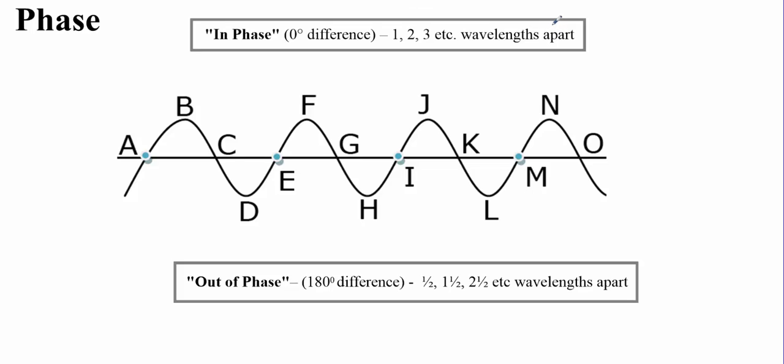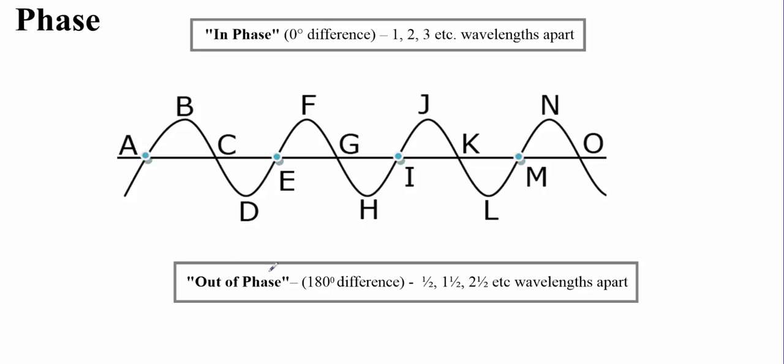One wavelength, two wavelengths, three wavelengths apart. I don't care if it's 10 wavelengths apart. Those parts are all in phase with each other. And then, opposite of that, out of phase, would be half a wavelength apart, or 1.5 wavelengths apart, or 2.5 wavelengths apart, or every 180 degrees. This is important because when we get into how waves interfere with each other, you'll understand sometimes we want them to be in phase, and sometimes we want out of phase or somewhere in between.